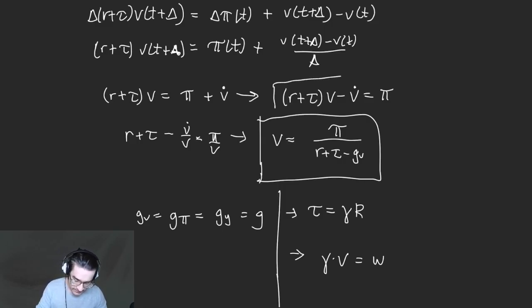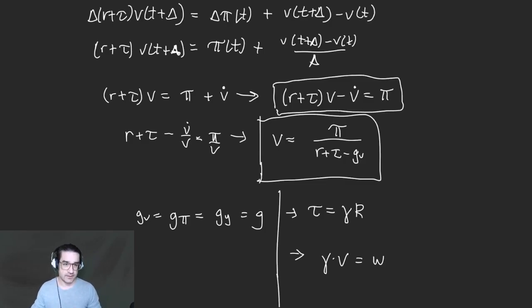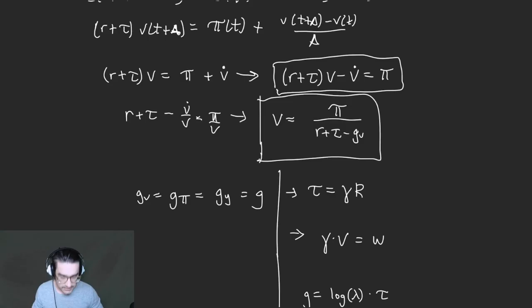And you get this form for the value function. Actually, the canonical way we write it would be something like this. We usually write it as the discount rate times the value minus the derivative of the value equals some stuff.